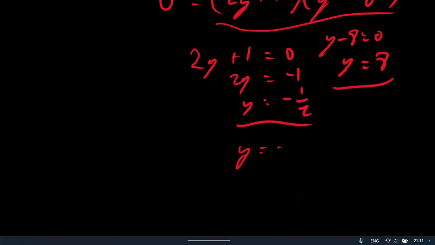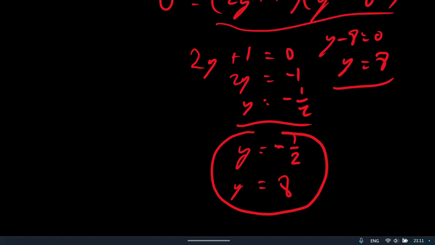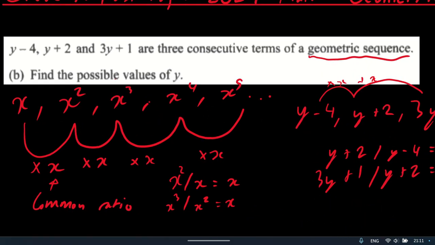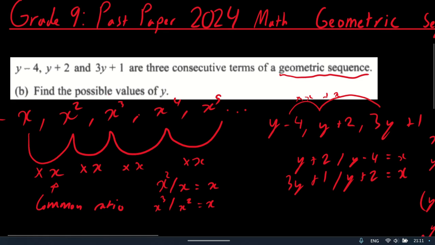Let me write them down again to be more clear: y is equal to negative 1 over 2, and y is equal to 8. And that's the answer to this grade 9 question from paper 3, 2024.